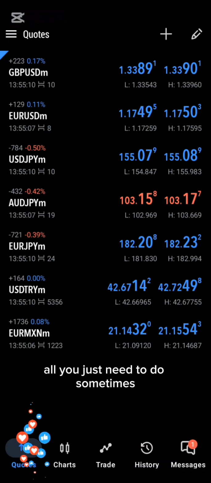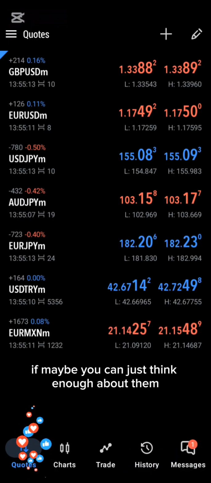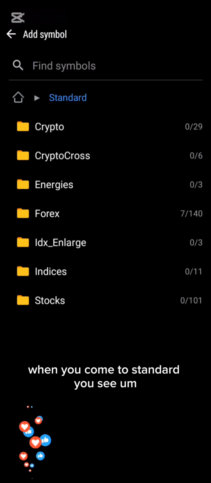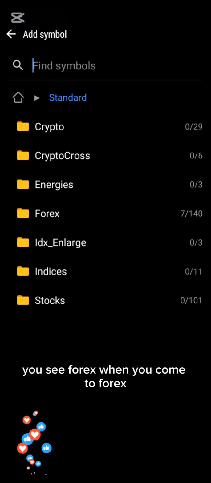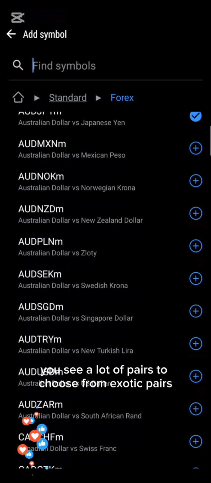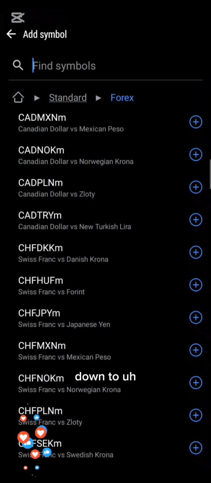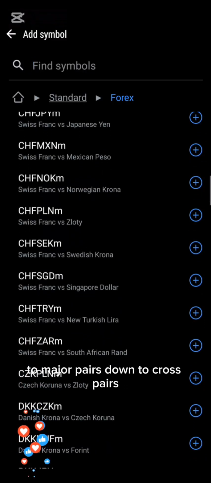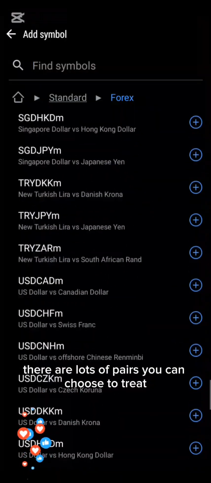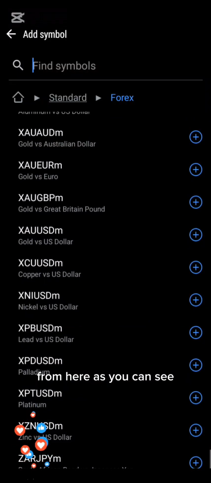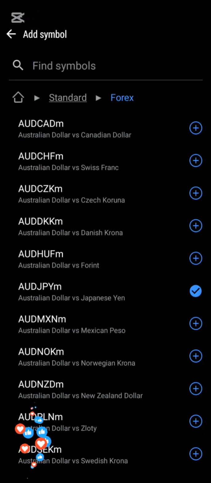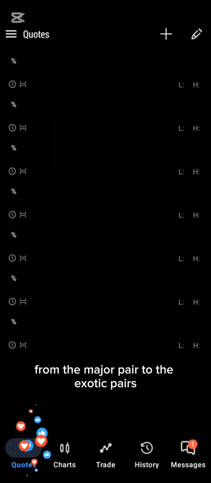If you think enough about them, you can come to standard. When you come to standard, you see forex. When you come to forex, you see a lot of pairs to choose from, exotic pairs down to major pairs, down to cross pairs. A lot of pairs you can choose to trade from here. As you can see, all are here in your MT4, from the major pairs to the exotic pairs.